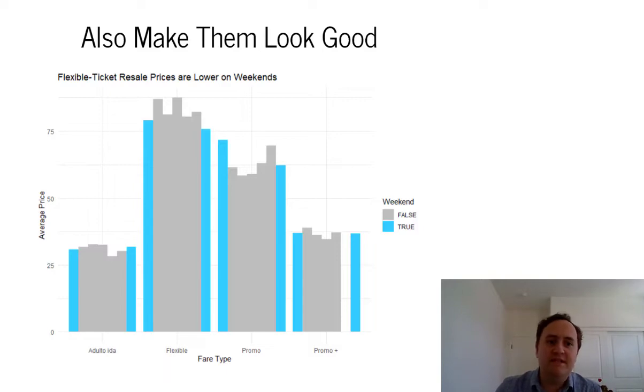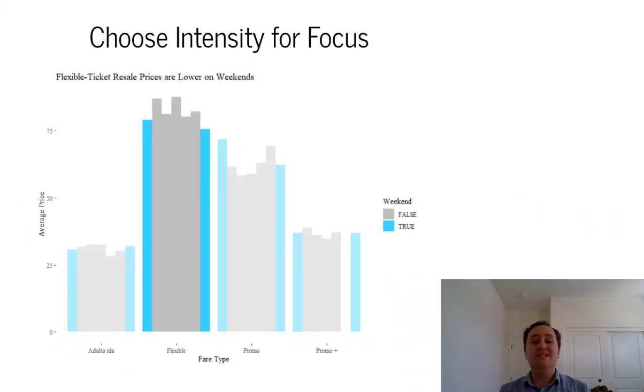Next, how can we improve focus even more on this? So I want to choose intensity. Let's say I'm talking about how things are cheaper on the weekends.